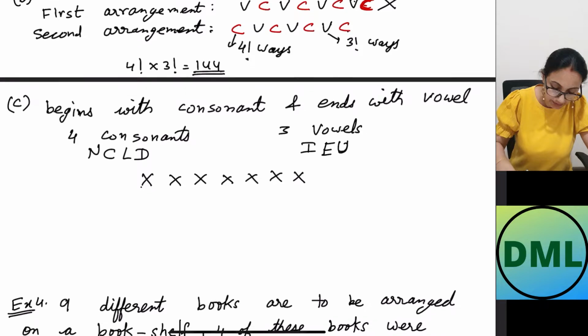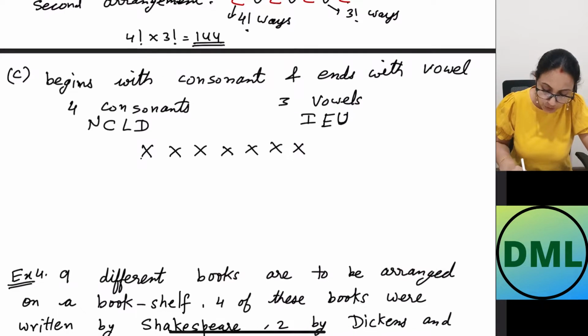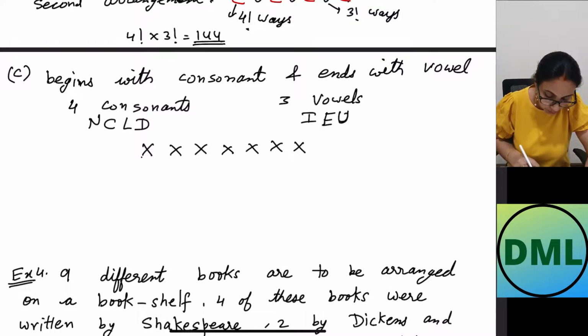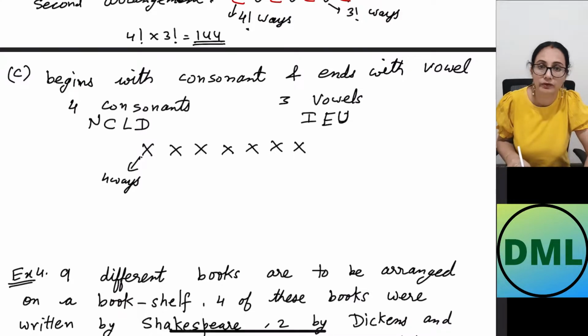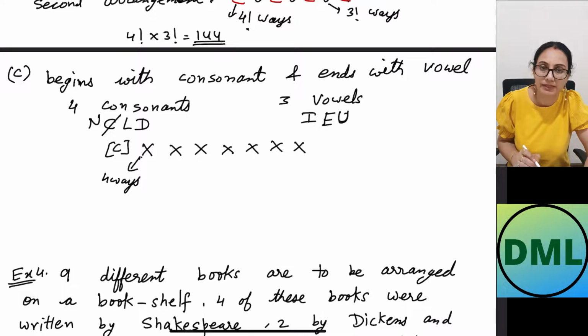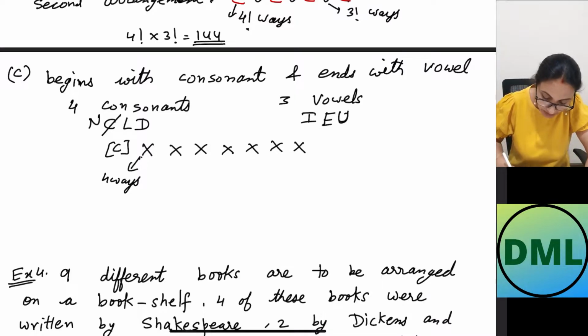Now he is saying that it begins with a consonant and ends with a vowel. We have 7 letters with us. So it will begin with a consonant, and the number of consonants available with us is 4. So the first place can be filled in 4 ways. Either one of the consonants will come here. So let's say you place C here. Now C is gone, you can't place C again. Now it ends with a vowel. Now 3 vowels are available with us. So that means this place can be filled in 3 ways. Now suppose you filled E here.